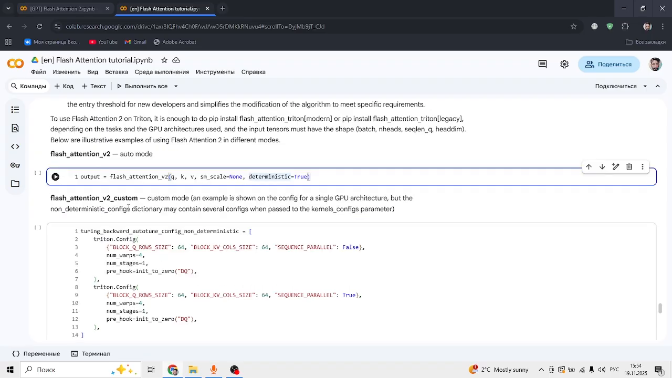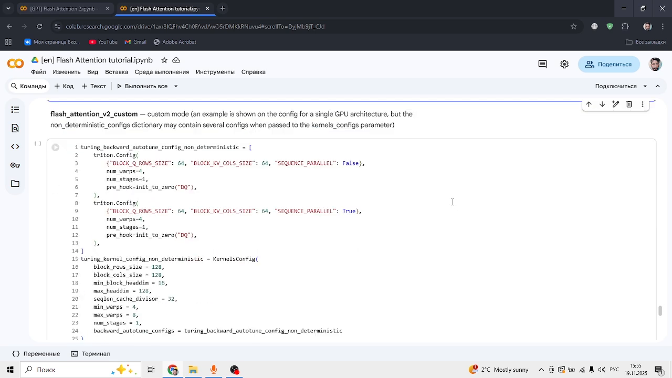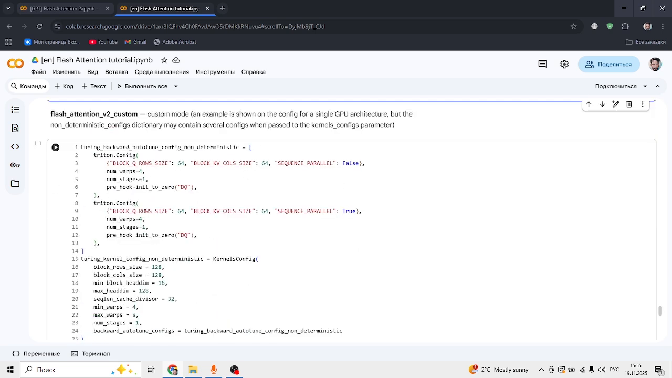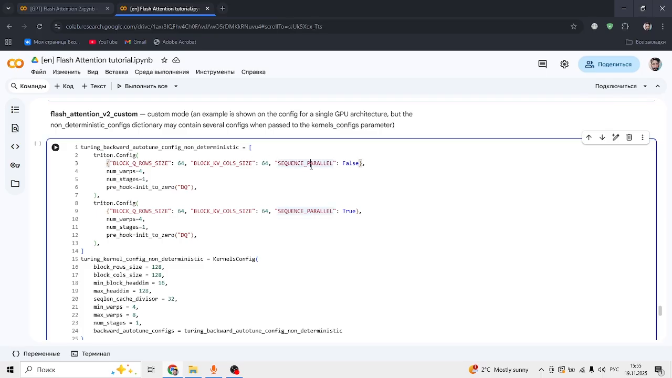But a more interesting mode is FlashAttention v2 custom. So this is a custom mode, and it lets you write your own CUDA kernels. So how does it look? We have a Triton config for backward pass. So here we can point block sizes for Q rows or KV columns. Also, we can point sequence parallel mode. So if this is false, that means that we don't use atomic operations.